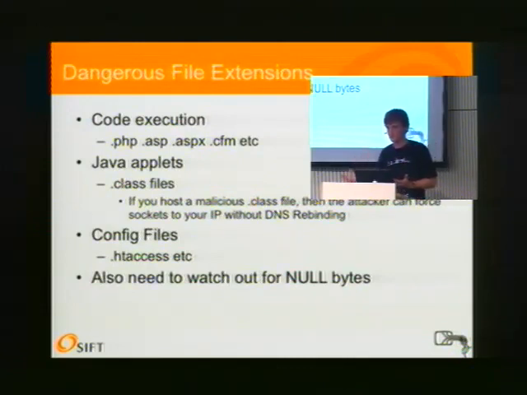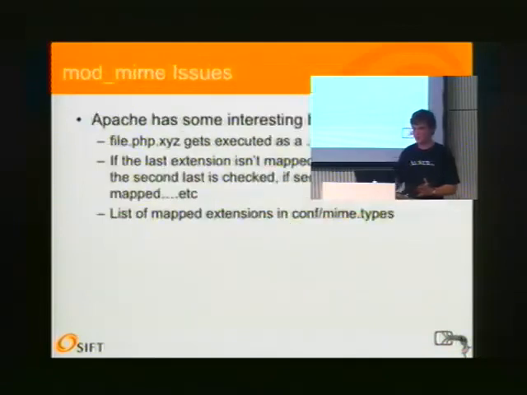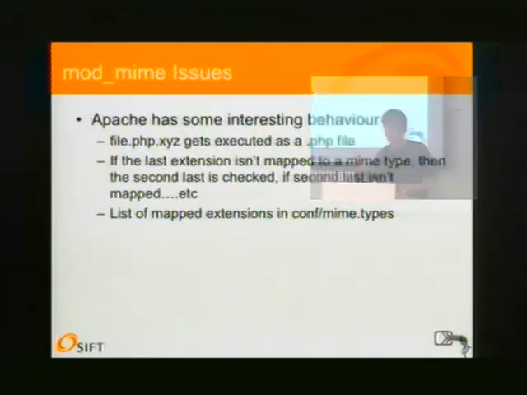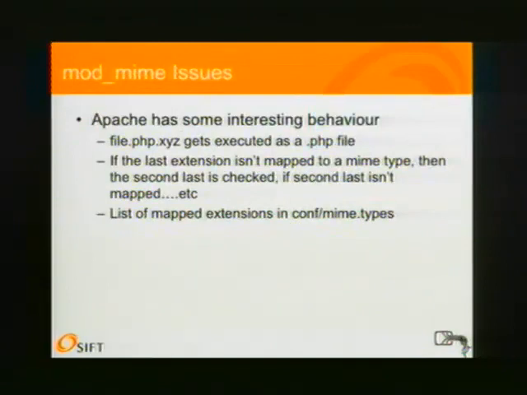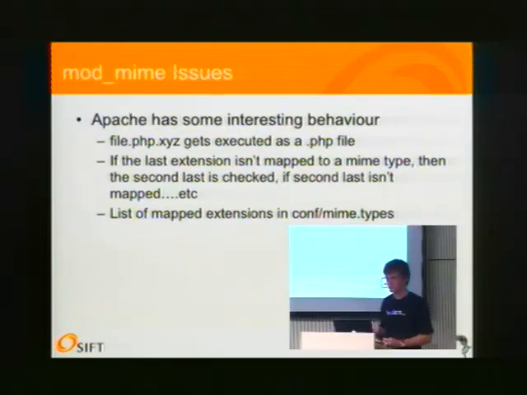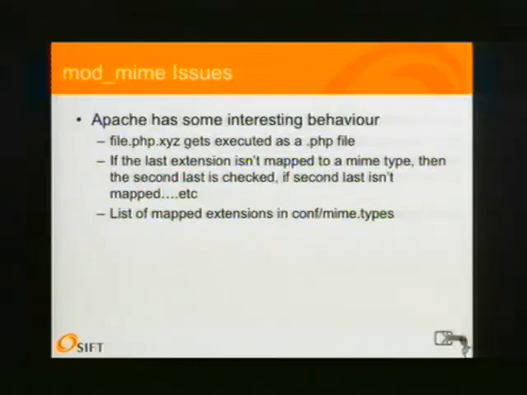Don't want them to upload null bytes either, because file systems aren't binary safe, so things get truncated. Most people know this. What most people don't know is that when Apache decides what extension to use, it doesn't use just the last extension. If the last extension isn't mapped in conf/mime.types or in one of the other Apache config files, then it'll go to the second last extension. So if we upload a file.php.xyz file, it's going to get treated as a .php file by Apache, and again, we have code execution.